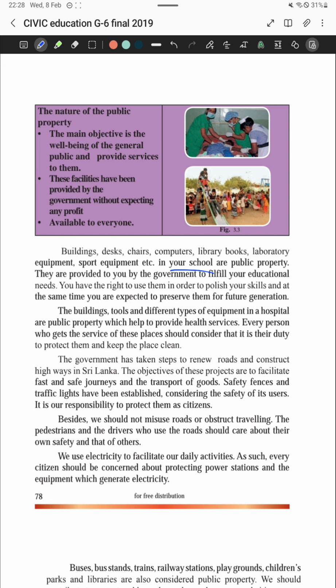So we should not misuse these things, right? Like these roads and the other things, you should not misuse them, right? And that is a special case that you must know. And when you are talking about electricity, which everyone uses every day, you must protect the power stations like Laxapana and Victoria. Likewise, you have many power stations, so you have to protect them. Don't destroy those things because they are the places where we get electricity, and we have to protect everyone and every equipment and every place that is used as public property, right?